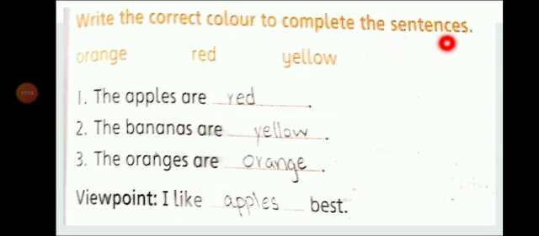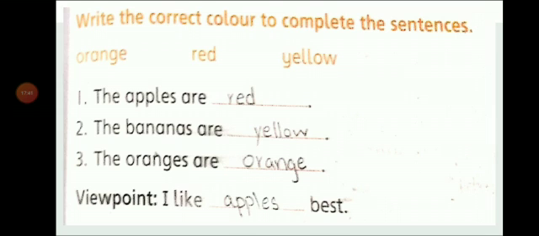Write the correct color to complete the sentences: orange, red, yellow. The apples are red. The bananas are yellow. The oranges are orange. And then the viewpoint: I like apples best. I hope you have got it right and you have written the correct answers. As you know, apples are red, bananas are yellow and oranges are orange.